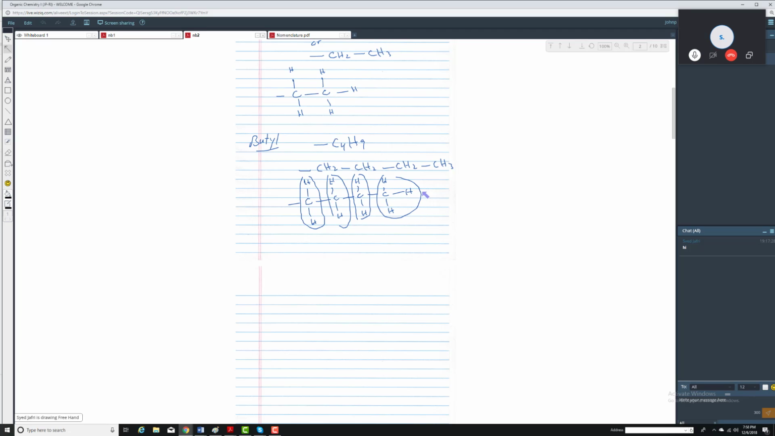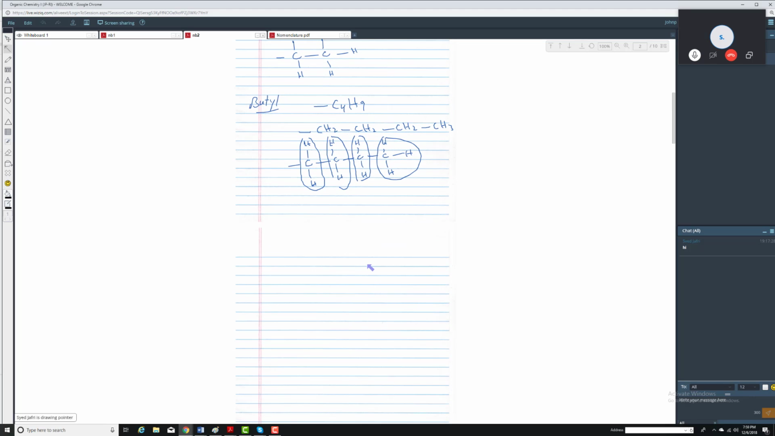C4H9. Sometimes we have to open it; we don't have to write it like this one. This is a structural formula, a condensed structural formula. We are not showing the hydrogens separately. And now one more thing.